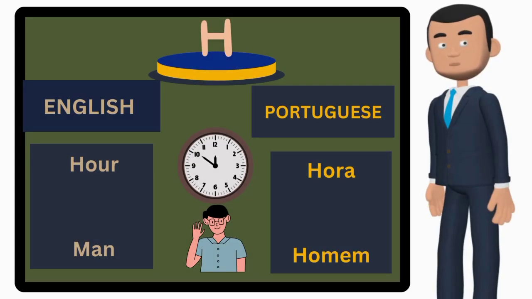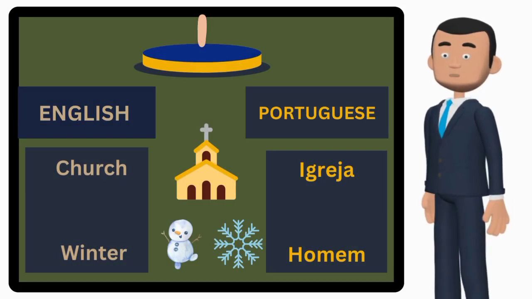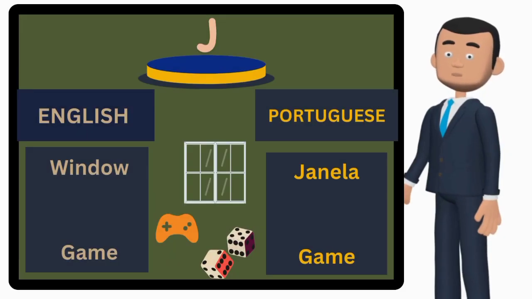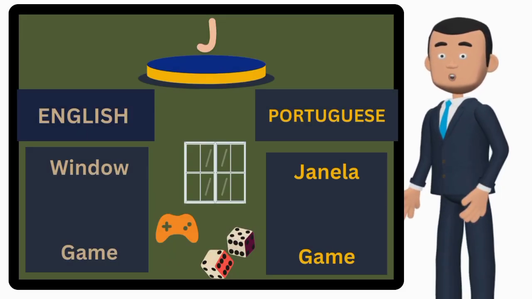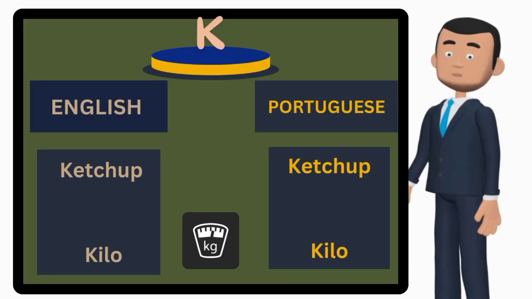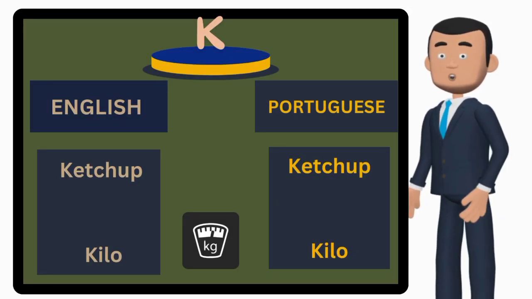H. Example: hora, hour; homem, man. I. Example: igreja, church; inverno, winter. K. Example: ketchup, ketchup; kilo, kilo.